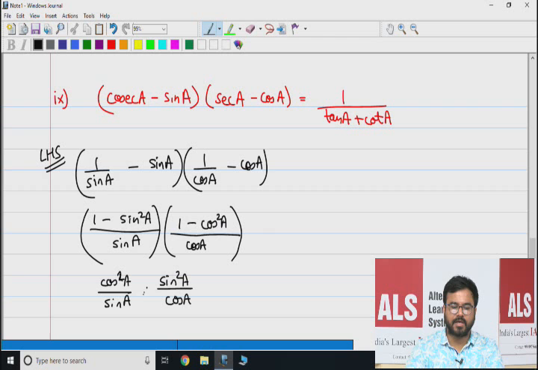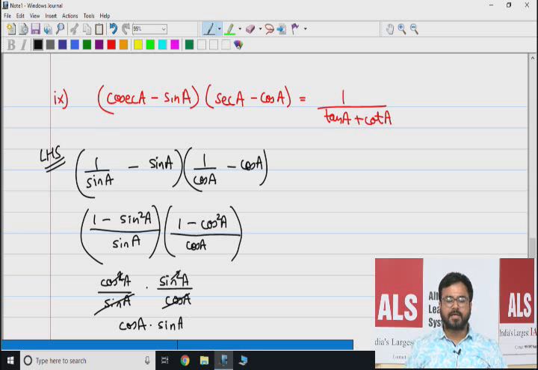Now if we simplify this one, this cos A and this cos will get cancelled out, this sine A and sine will get cancelled out, so we are left only with cos A into sine A on the left hand side. But we can see that this is not actually equal to the right hand side. So, in order to make them equal, we can work upon the right hand side also.